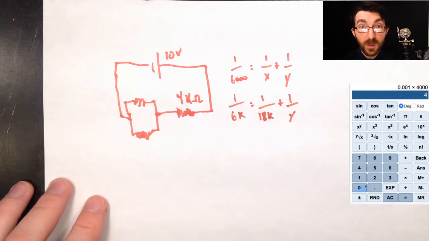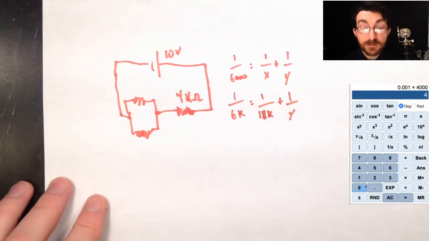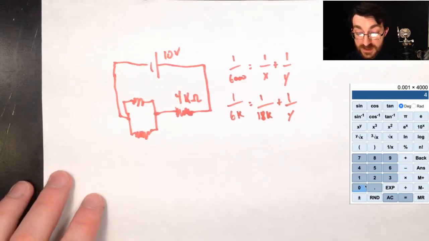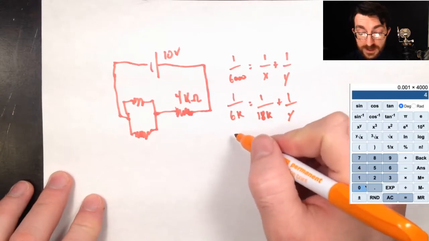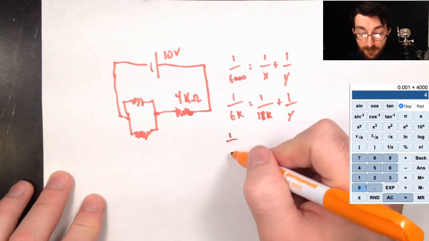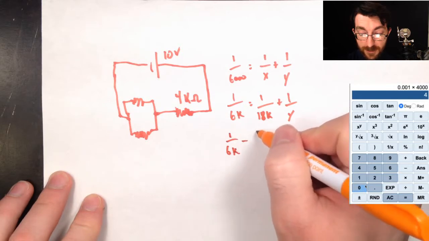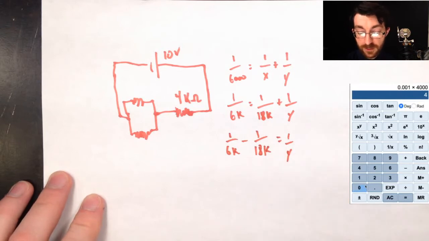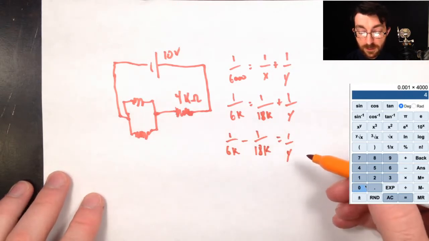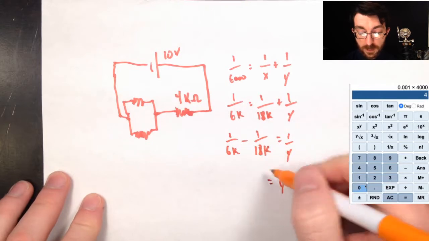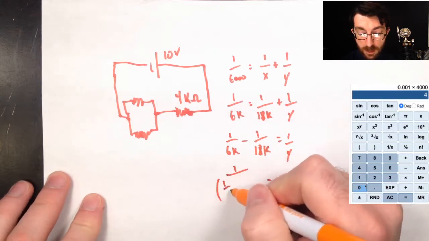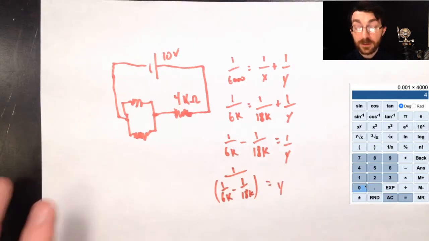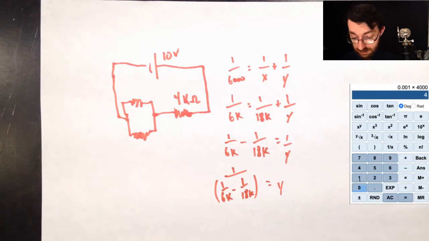This isn't math that you would ever have to do, mind you, to solve a circuit. I'm just trying to show you how a problem gets made. So let's see here. 1 over y is going to be 1 over 6,000 minus 1 over 18,000. Sorry, that k is for 1,000. So I just need to flip that. So it'll be y equals 1 over 6,000 minus 1 over 18,000. All right, let's see what that is.